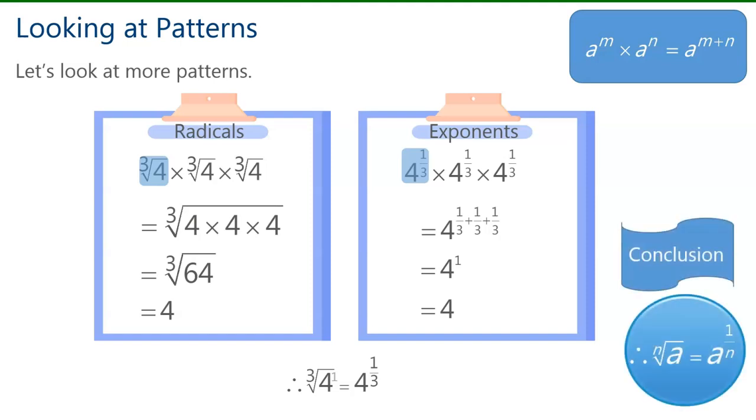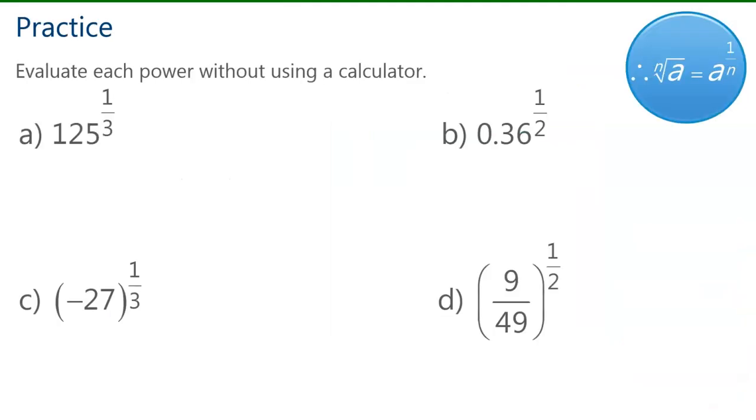So here's our conclusion. It looks like the nth root of a is equal to a to the 1 over n. Let's do some practice. Evaluate each power without using a calculator. 125 to the exponent 1/3, according to our rule in the upper right-hand corner, can be written as the cube root of 125 to the exponent 1.